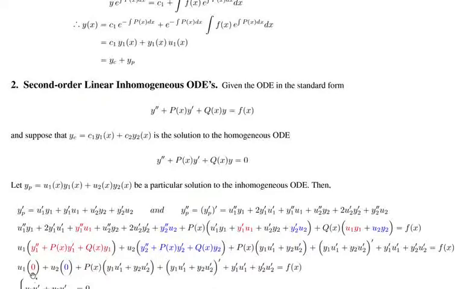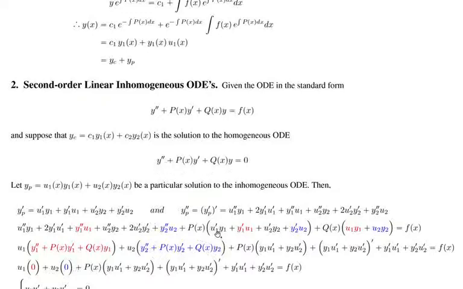Similarly, I'm going to take the terms that are multiplied by u2, where we have y2 double prime u2 plus y2 prime u2 multiplied by p of x, plus this term in here. I'm going to factor u2 out, and I'm going to get y2 double prime plus p of x y2 prime plus q of x y2, which is also equal to 0. Why? Because y2 is also a solution of this homogeneous ODE.